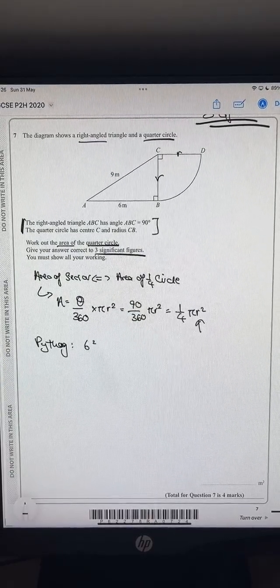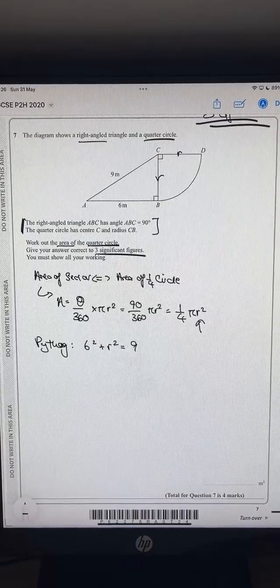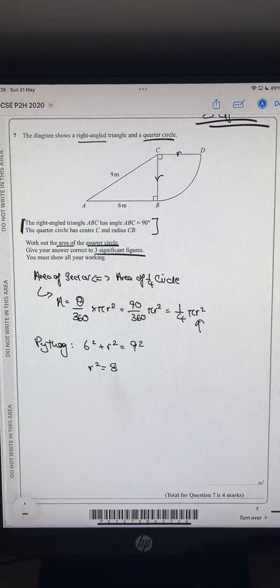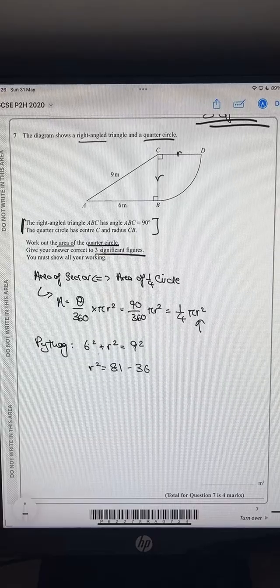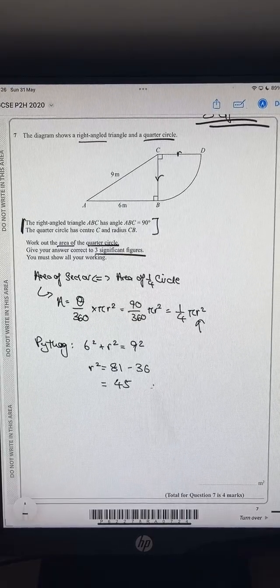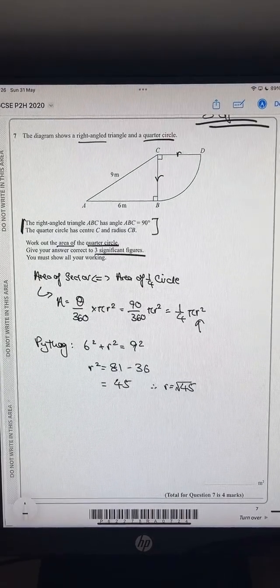And we know 6 squared plus r squared equals 9 squared. So r squared is going to be equal to 81 minus 36. I've just rearranged and put them to the power of 2 in one step. And that's going to be equal to 45. Therefore, r is going to be equal to the square root of 45. And I am not going to round it. I'm going to keep it as an exact answer.